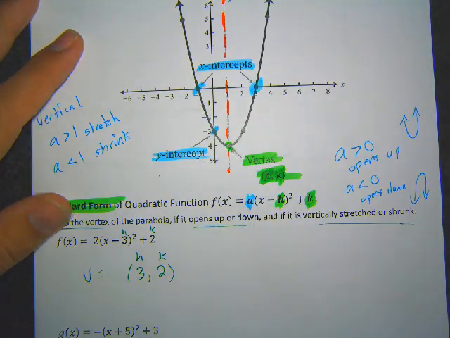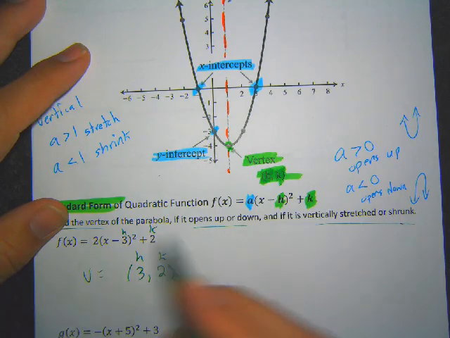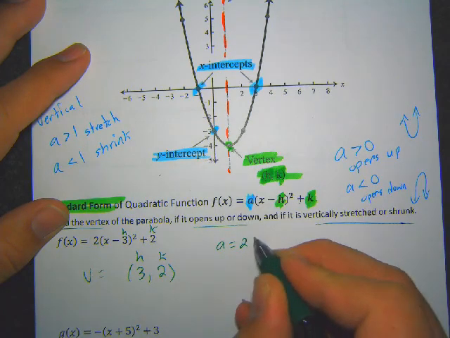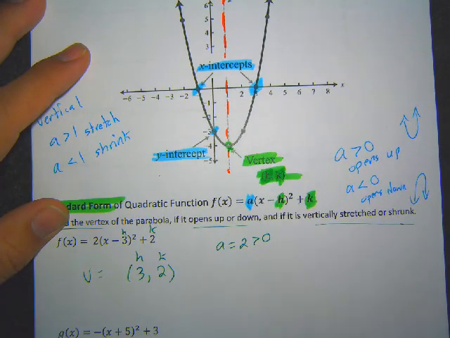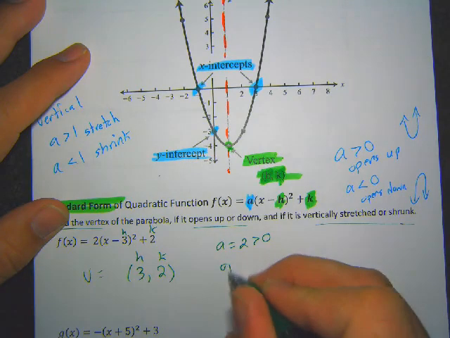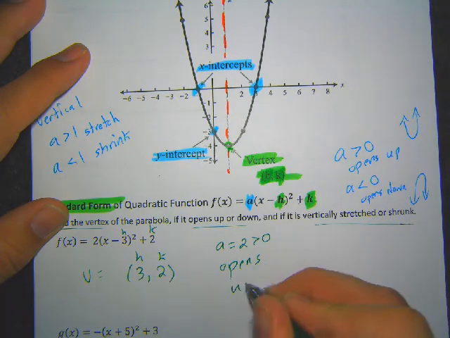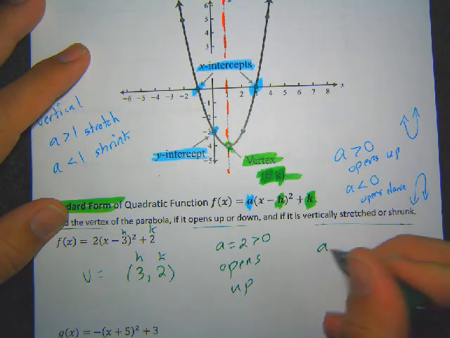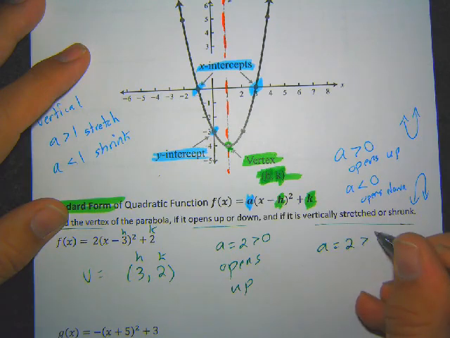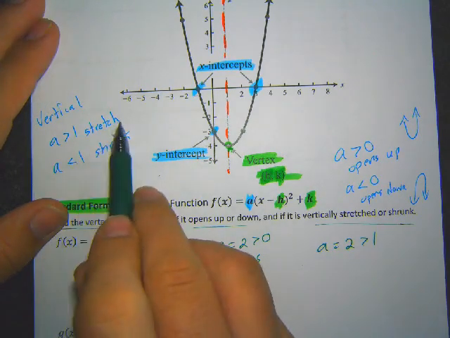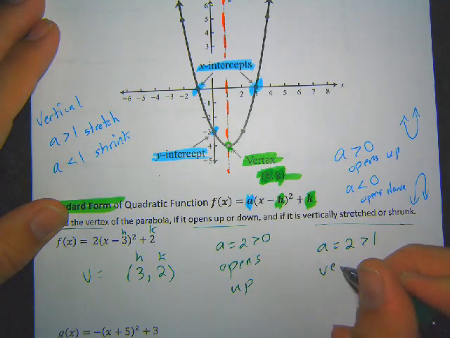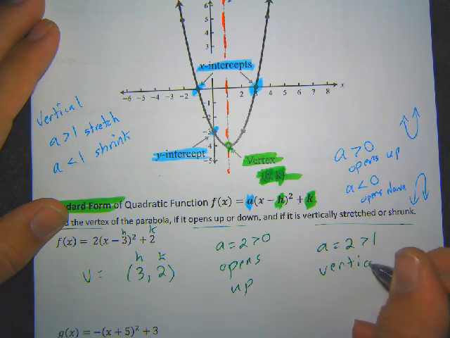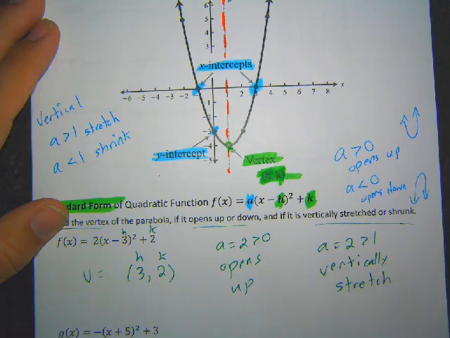If it opens up or down, well, in this case, a is 2, which is bigger than 0, so it's positive, right? It's a positive number, so it opens up. So this opens up because this a value is bigger than 0. Last thing, a is 2, which is bigger than 1, right? That's more than 1, so it's a vertical stretch. So again, if it's bigger than 1, it's a vertically stretched graph.